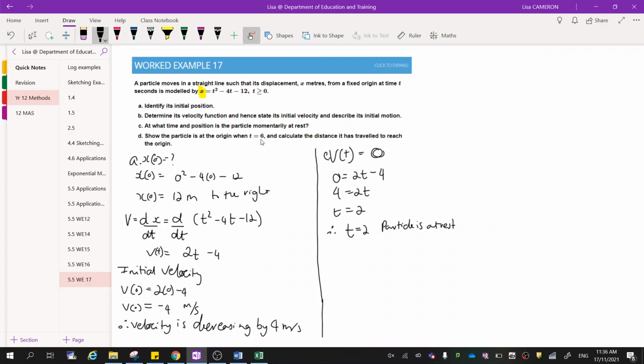Okay, show the particle is at the origin when t equals 6 and calculate the distance it has travelled to reach the origin. So show the particle is at the origin when t equals 6. Okay, so that's what we're going to do first. We're going to let t equal 6 in this function.